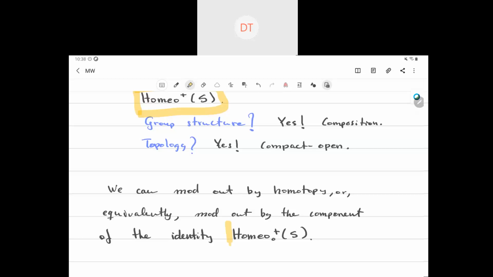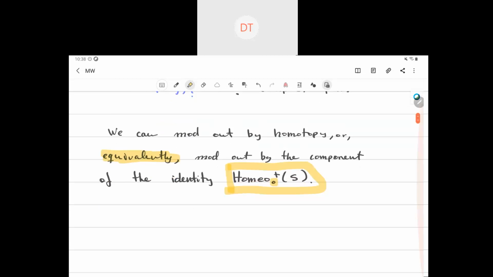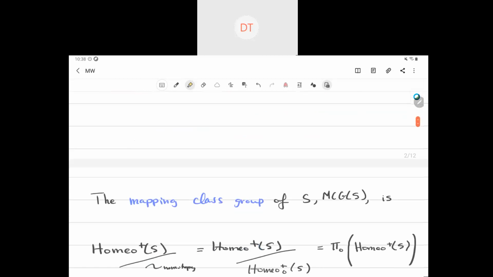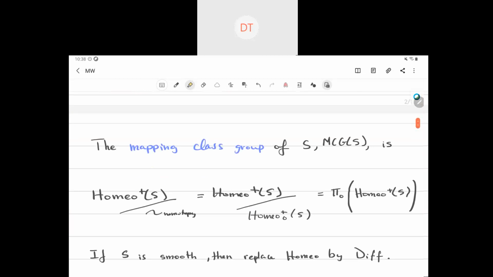This homeo plus with this zero there means the component of the identity. That's the way we denote that. But really, these are equivalent things. Modding out by homotopy or modding out by the component of the identity, those are equivalent things, right? And we get this quotient group, and this is exactly what we're going to call a mapping class group.